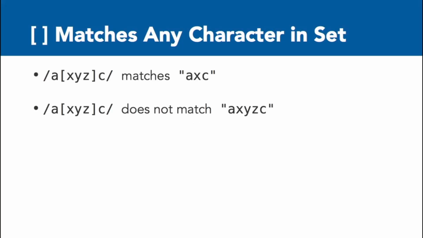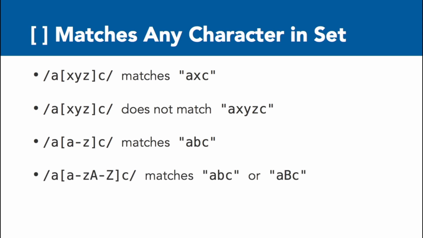You can also specify a range of characters between the square brackets. For example, bracket a dash z bracket c matches a followed by any lowercase letter from a to z followed by c. So bracket a dash z bracket c matches abc, also aac, adc, axc, and so on. You can use more than one range of characters within a character set. So for example, bracket a dash z uppercase A dash Z bracket matches any uppercase or lowercase letter between the a and the c. It matches a lowercase b c or an uppercase B c.